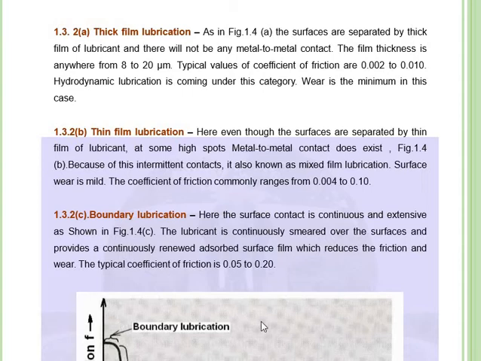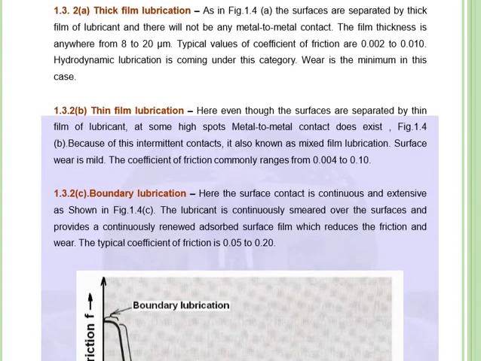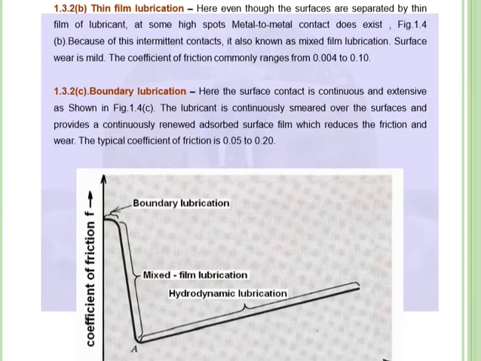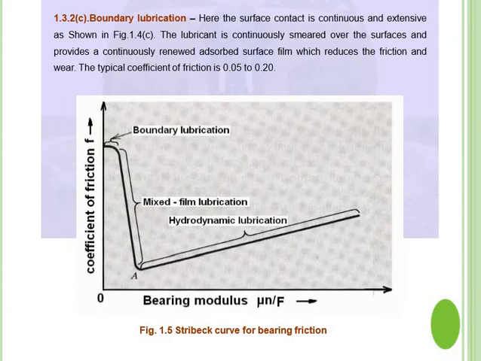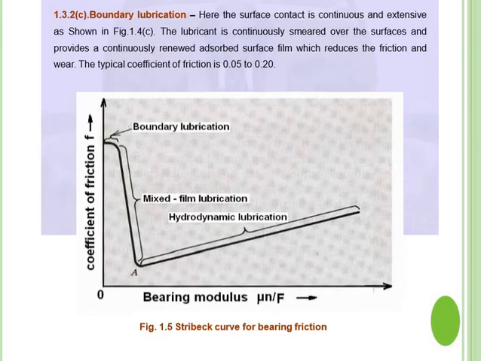Here boundary lubrication will also be there. I am going to show that picture. Now properly observe hydrodynamic lubrication and boundary lubrication. Here the contact continues extensively. The contact will be more and more between the bearing and the shaft. The lubricant is continuously supplied to the surfaces, so it provides a continuously renewed adsorbed surface film. The coefficient of friction here, also called the Stribeck equation, is 0.05 to 0.20.